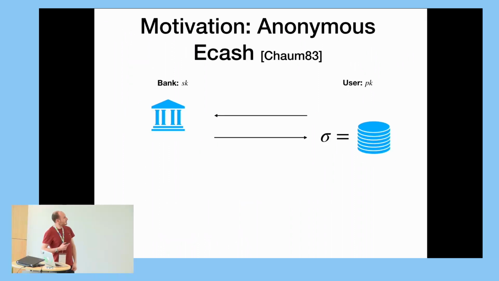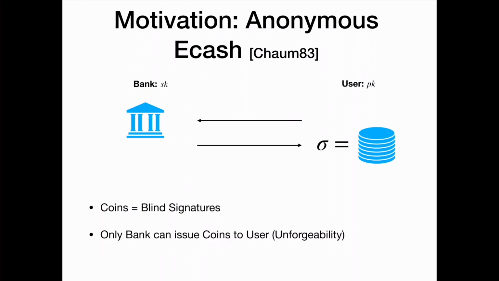Okay, so here's just some basic motivation for blind signatures. They were originally introduced by David Chaum in 1983, and they served as the basis of his anonymous eCash system. The idea is very simple. We have coins, and basically the coins are blind signatures, and the users can trade them for goods. And of course, only the bank here, which is centralized, should be able to issue these coins to the users. This, of course, is ensured by unforgeability of these blind signatures.